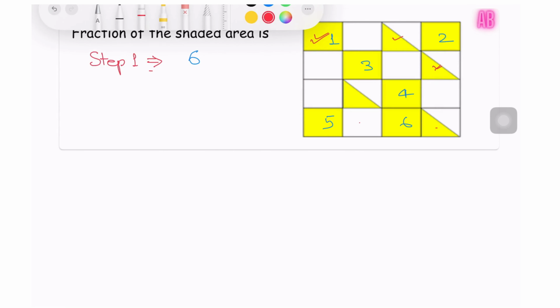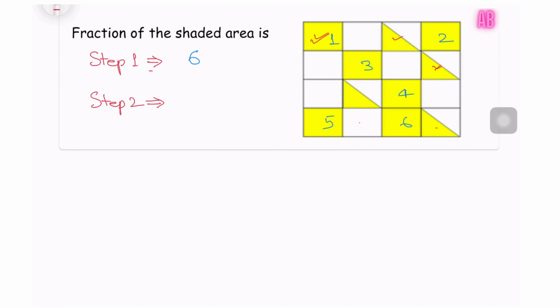Now step number two is I will count half shaded boxes, and when I count two half shaded boxes, I will count them as one fully shaded box. So 1 and 2, 1 and 2, so two half shaded boxes will be one fully shaded box. So I'm writing one here. Then 3, 4. So again, two half shaded boxes, I will write only one.